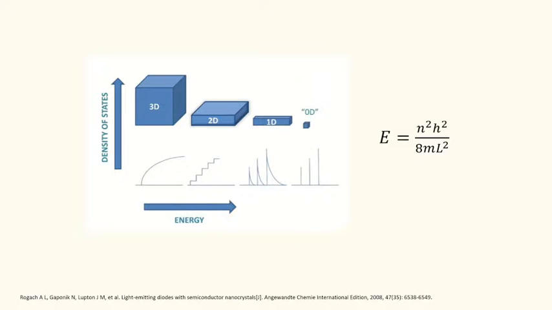We have a density of states versus energy graph for different dimensions. The quantum dot is considered to be zero dimension, and its energy is discrete. The energy is a function of the quantum number, Planck's constant, the effective mass, and the size of the quantum dot. So the energy of quantum dots is inversely proportional to its size.